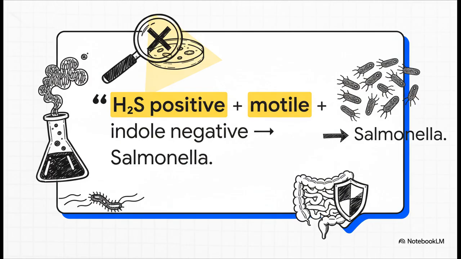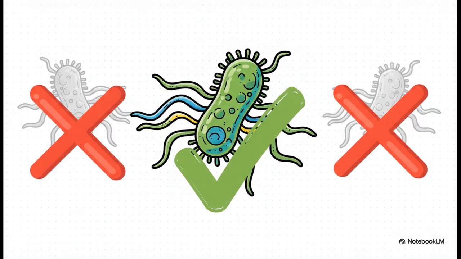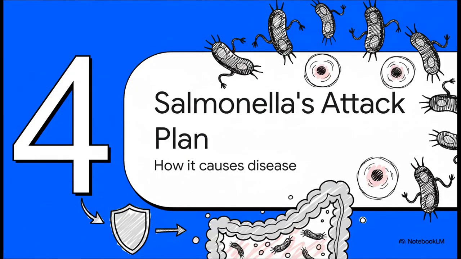The evidence is overwhelming. And just to be 100% sure, we run a couple more quick checks. We already know it's motile, which rules out Shigella again. And it's urease negative, meaning it can't break down urea, and that rules out another lookalike called Proteus. Yep, we've got our guy. It's Salmonella. Okay, so we've caught the criminal, we've identified it, but that's only half the story, right?